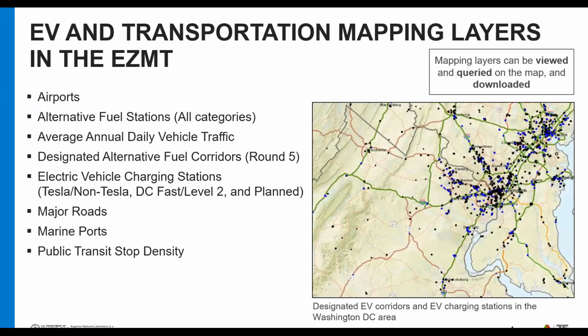So one of the key elements of the EZMT is the data content. And in the category of EVSE, electric vehicles, and transportation-related layers, here's some of the main ones that either previously existed in the tool or have been recently added. In particular, we've got traffic data for the roads. Those are mostly for the project area only, but we've covered quite a few states for that. We have the designated EV corridors and alternative fuel corridors. And then the current stations themselves can be depicted as shown in the map on the right there.